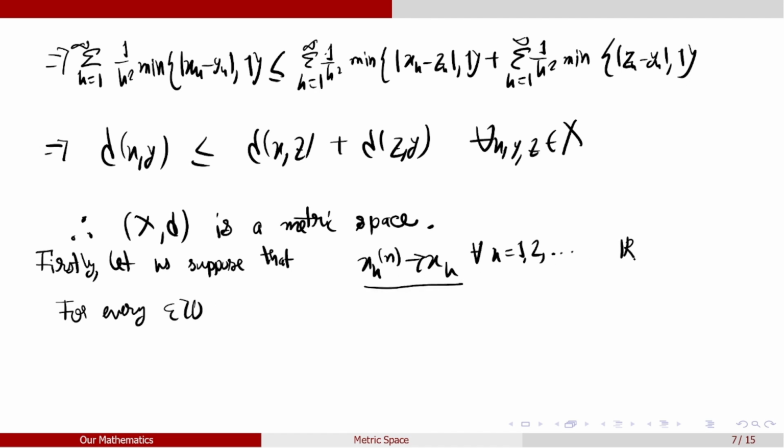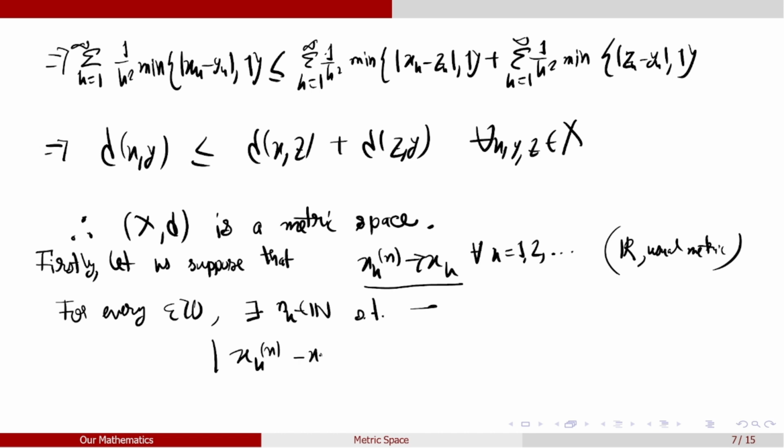That means for every epsilon greater than 0, since these are sequences in R with the usual metric, by the epsilon definition of convergence of a real number sequence, we can write: there exists nk depending upon epsilon, belonging to the set of natural numbers, such that |xkn minus xk| is less than epsilon whenever n is greater than or equal to nk, and this is true for all k. That means for each k we are getting an nk and the sequence xkn converging to xk.